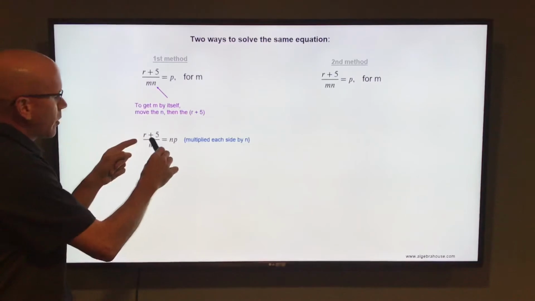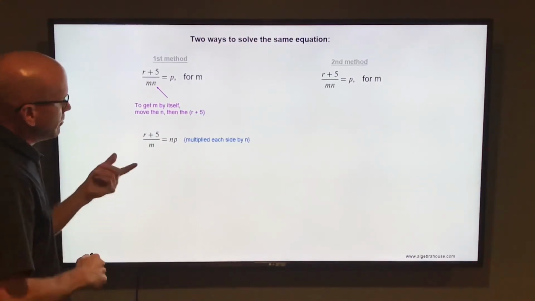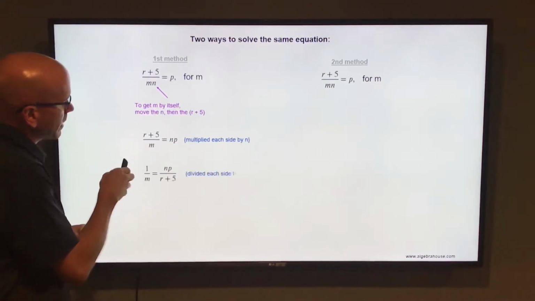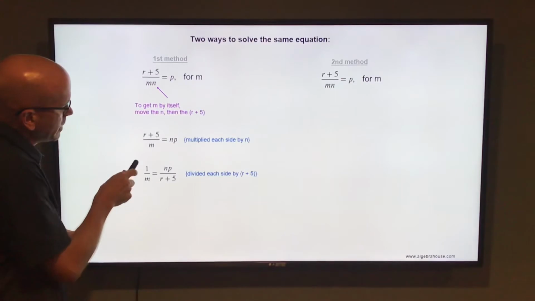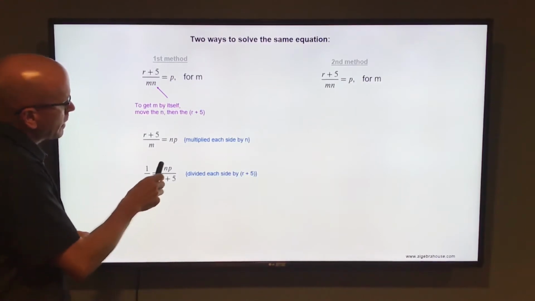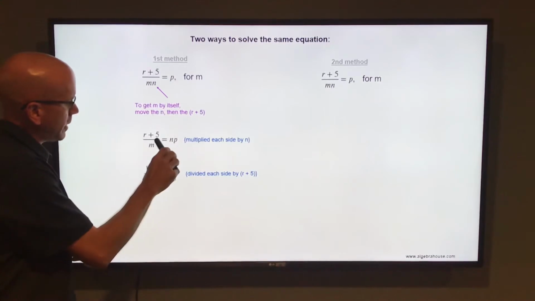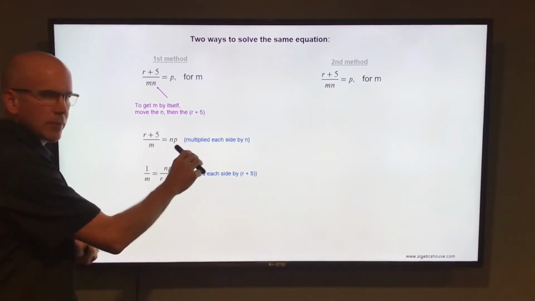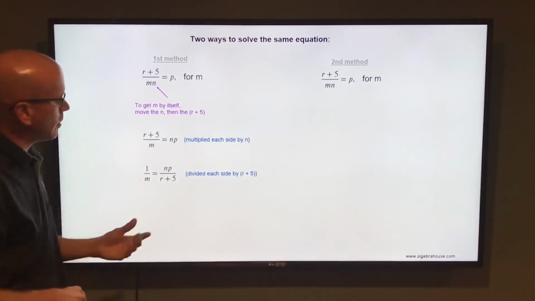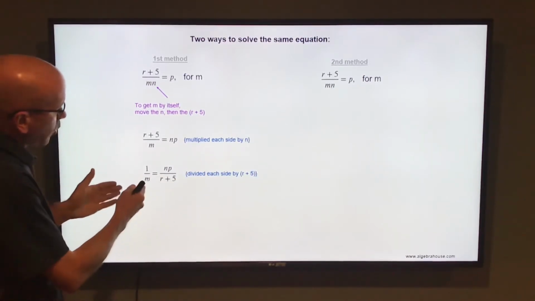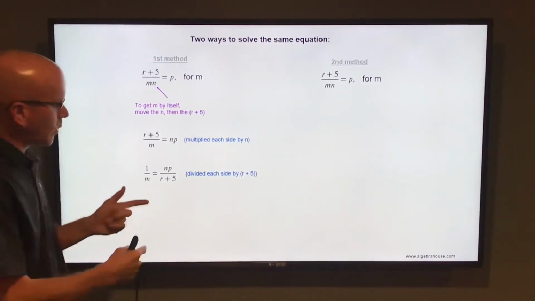We need to move that r plus 5 to the right side. It's in the numerator right now, so if you divide each side by r plus 5, if you divided r plus 5 over m by r plus 5, you would be left with 1 over m. Whatever you do to the left, you have to do to the right. So if you divide the left side by r plus 5, you also have to divide the right by r plus 5. So you get np over r plus 5 on the right side. Now we have 1 over m equals np over r plus 5, but we want m. We don't want 1 over m.